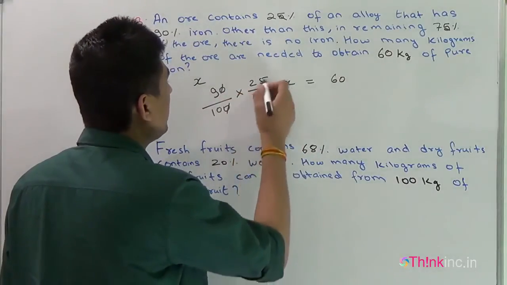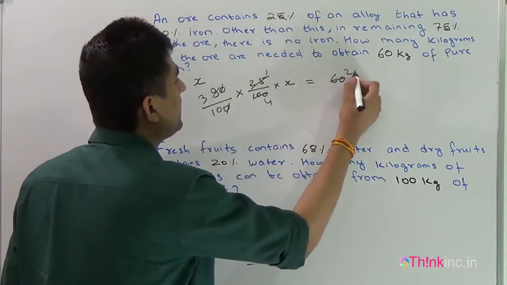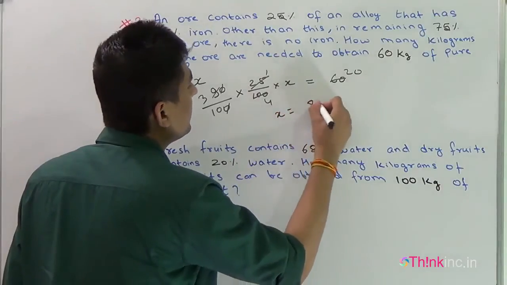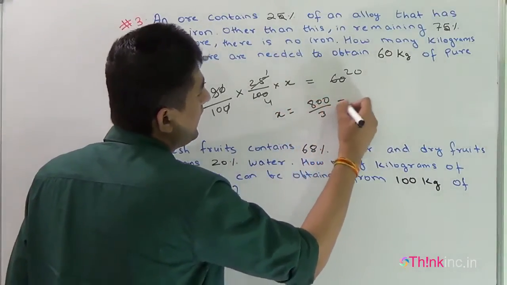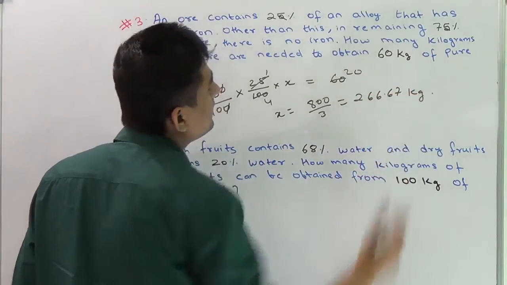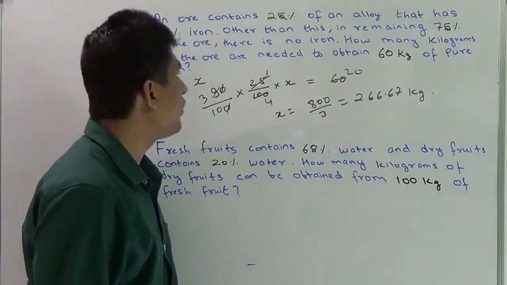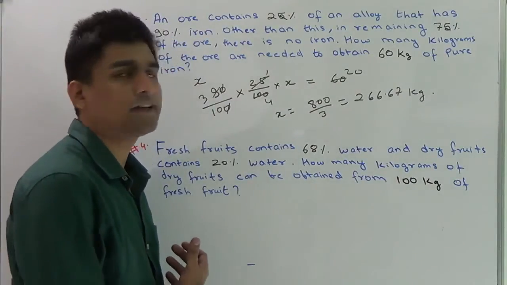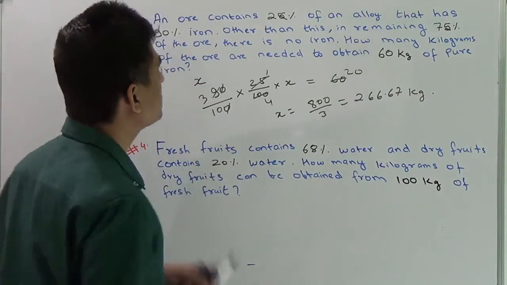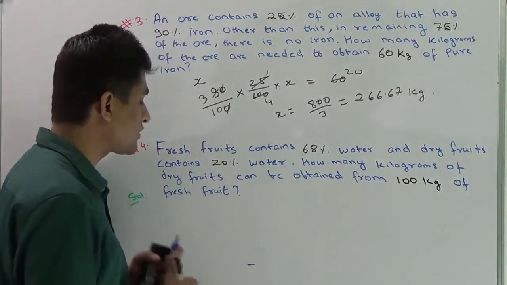I'll cut it out here: this is 4, and this is 3, this is 20, and this will go there, 80. x will come out to be 800 by 3, which is equal to 266.67 kg. Hence 266.67 kg of the ore are needed to obtain 60 kg of pure iron. I think this question will be very clear to you because it's a very simple case of successive percentages. Let's discuss the second question now.